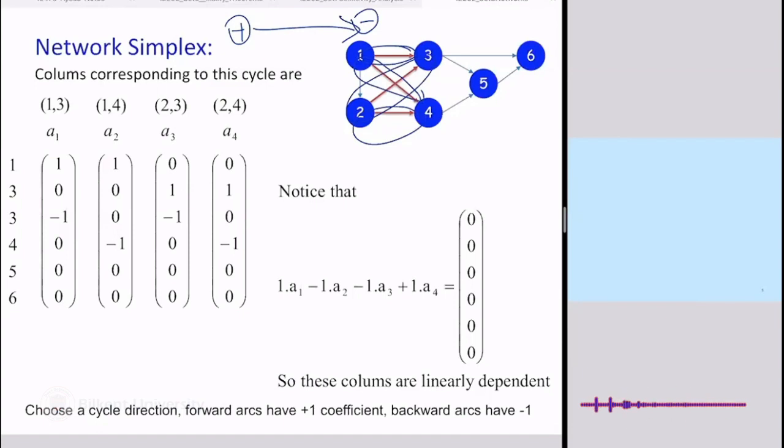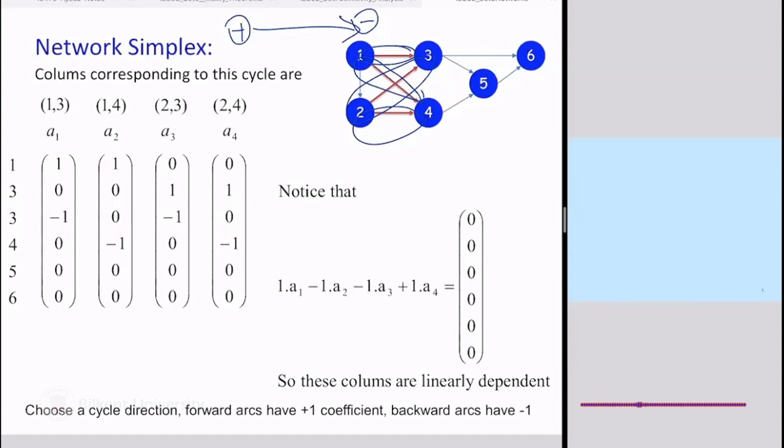Arc 1-3 has a 1 in node 1 and a minus 1 in node 3 and zeros elsewhere. Arc 1-4 has a 1 in node 1 and a minus 1 in node 4 and zeros elsewhere. That is how we actually constructed the node-arc incidence matrix. And these are the columns representing those arcs. Each column has only one plus 1 and one minus 1. Everybody else was 0. That's the special structure of this network's MCNFP problem.